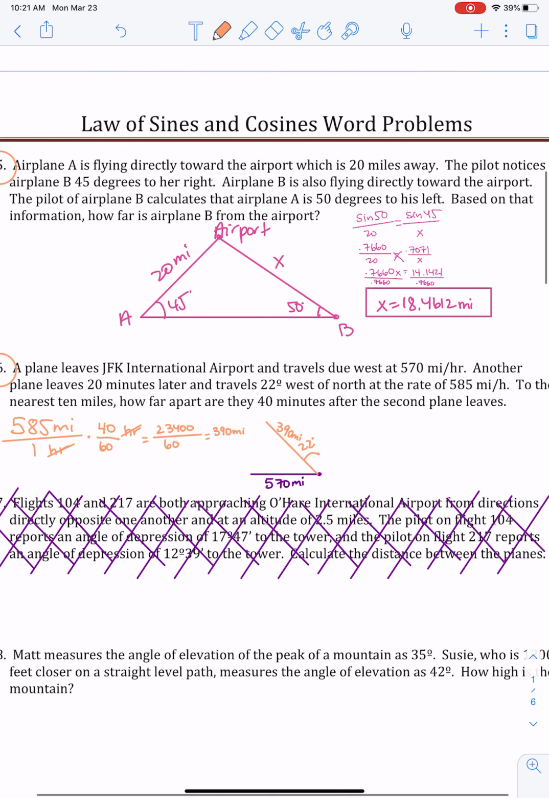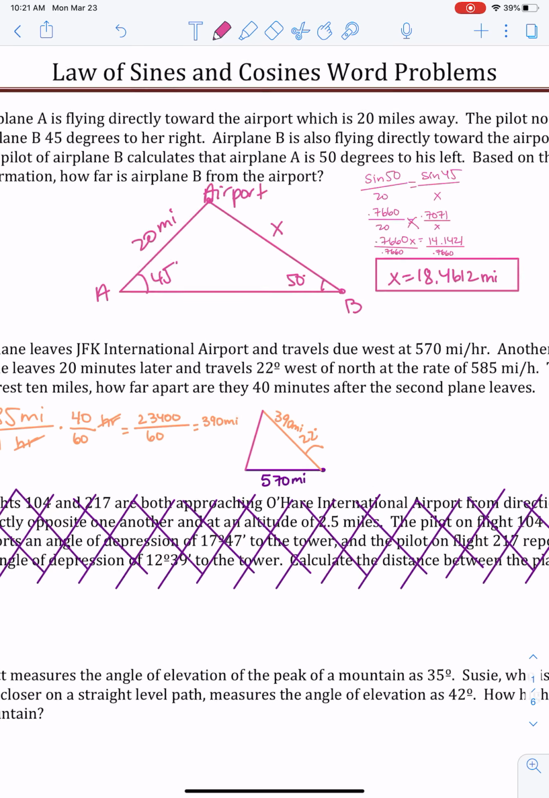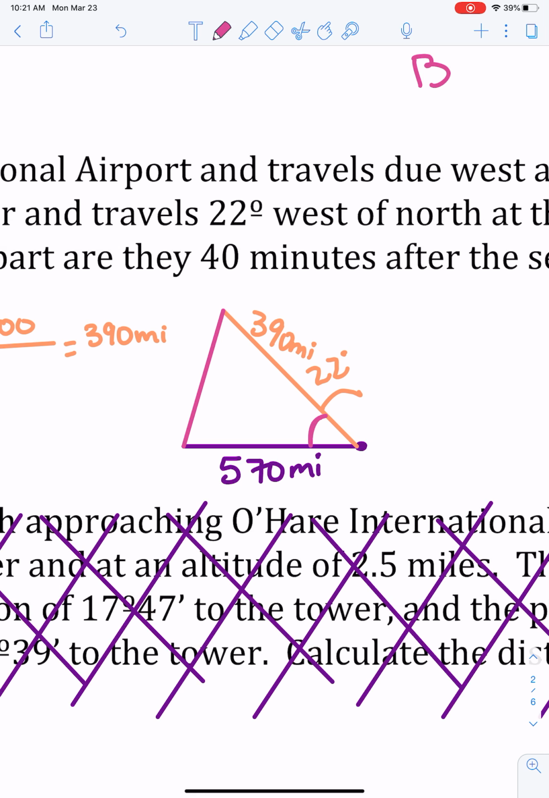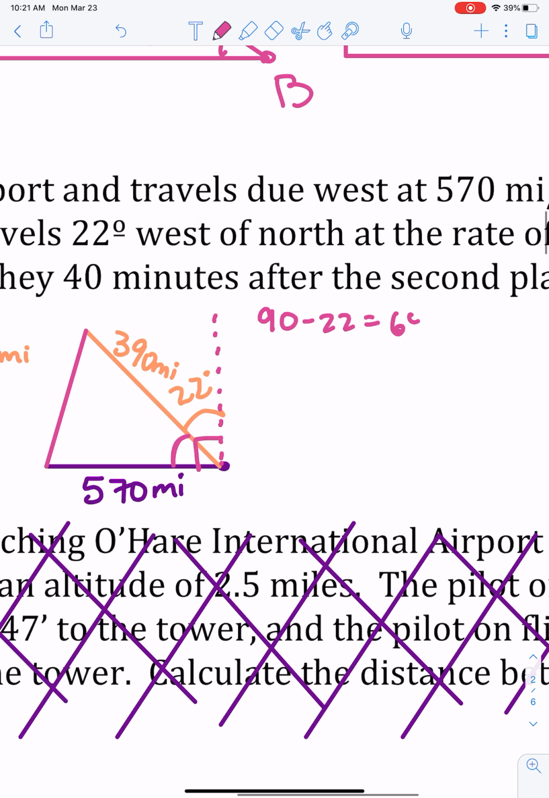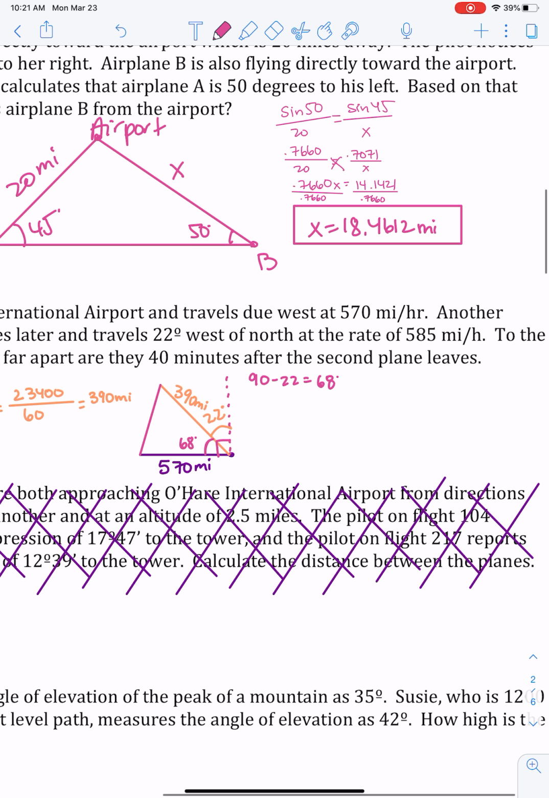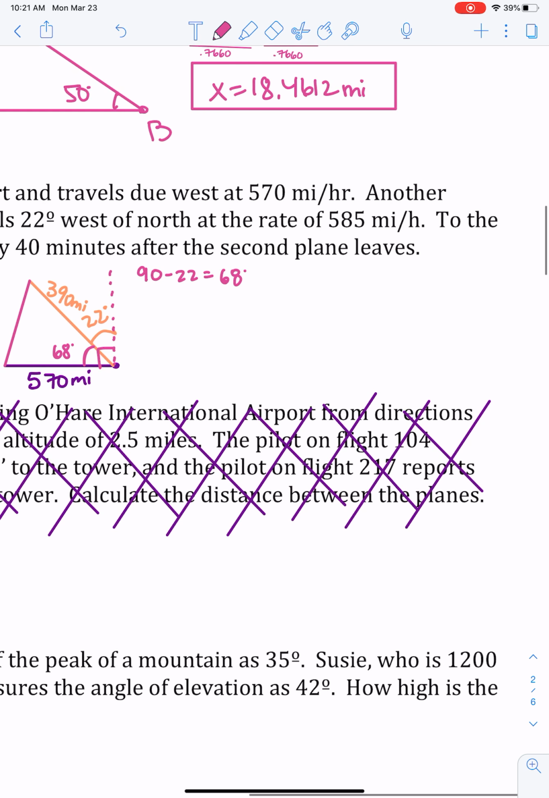Okay, and then they want to know how far apart they are. So that is this pink line right here. How far apart in miles are they? I'm going to find this angle. I'm just going to do 90 because north to west is a difference of a right angle right here. So 90 minus 22, and that will give me 68. Let me double check. Yep, 68 degrees. So your favorite here, law of cosines. I don't have an angle with a side across from it, so I'm going to have to do law of cosines. This is the one we can type a lot of it in our calculator.